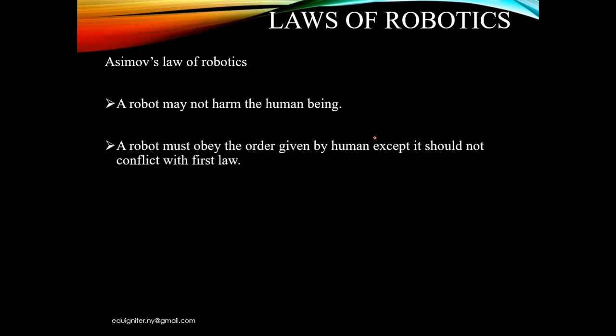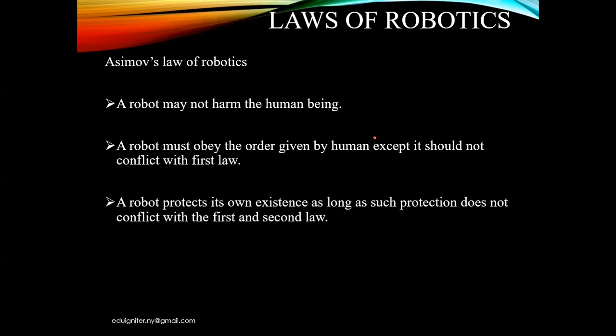The second law says a robot must obey the orders given by a human, except where it would conflict with the first law. Robots do not harm human beings in any case or in any condition. And the third law says a robot protects its own existence as long as such protection does not conflict with the first and second laws. By analyzing these three laws, we can design a decision matrix or priority matrix. The conclusion is that robots are not designed to threaten human beings; on the contrary, robots are designed to help human beings.